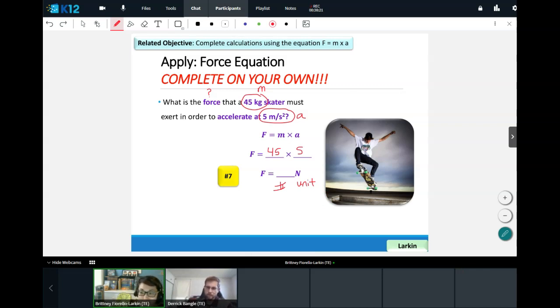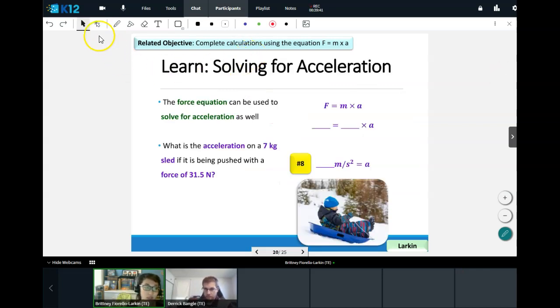All good, Kalina. Now, we can also use this equation to actually solve for acceleration. So anytime we have an equation, remember, we can solve for different variables. So let's say that this time we want to know how much will this sled accelerate if it's a 7 kilogram sled and I'm pushing it with a force of 31.5 newtons. So let's go ahead and take a look here.